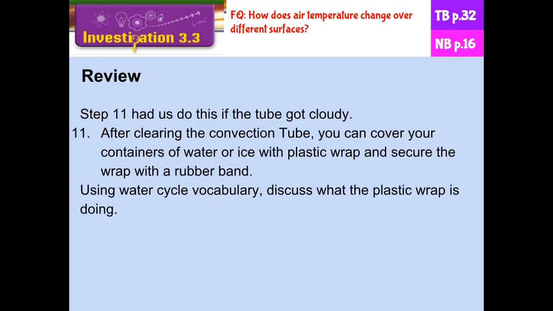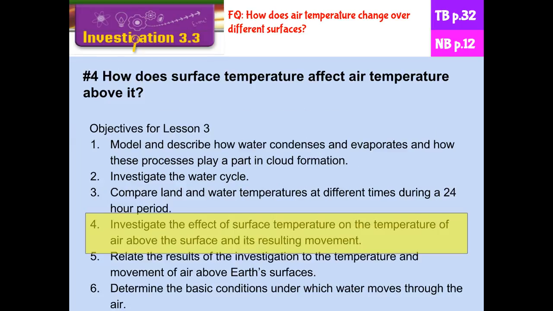To review today, step 11 had us do this if the tube got cloudy, and the question would be, after clearing the tube, how could you cover your container of ice or water with plastic wrap to secure the wrap with a rubber band? So I'm thinking about that. Because of the condensation, we could have used plastic wrap to prevent that condensation. And then we want to sum up number 4 on our objectives page.